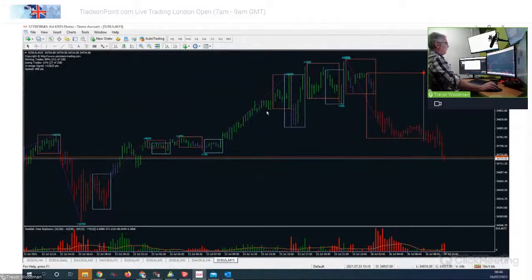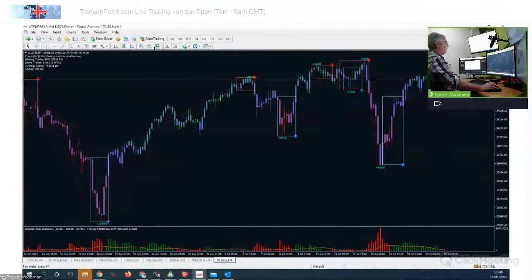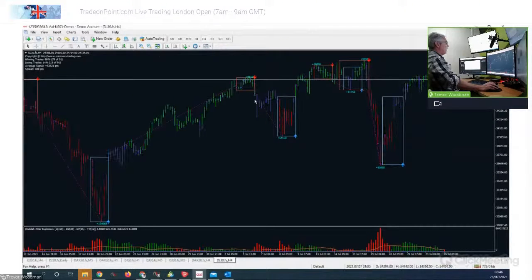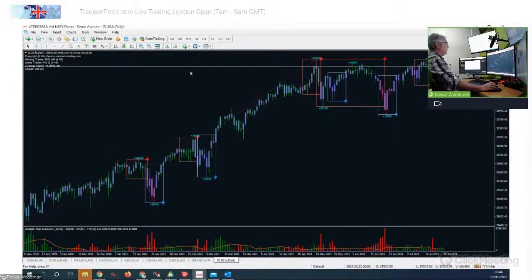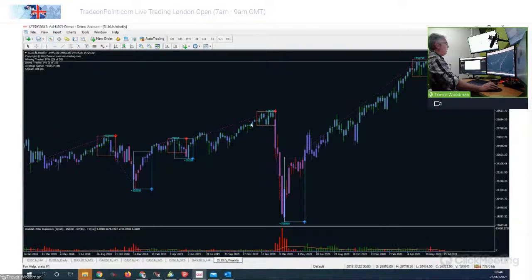But you can see here, it's brilliant. But I kind of like it for the 4 hours and the dailies and weeklies, obviously, because you can see here it really needs a bit. So that's your 4 hour on the Dow Jones, that's your daily on the Dow Jones, and that's your weekly. I mean, look at that.